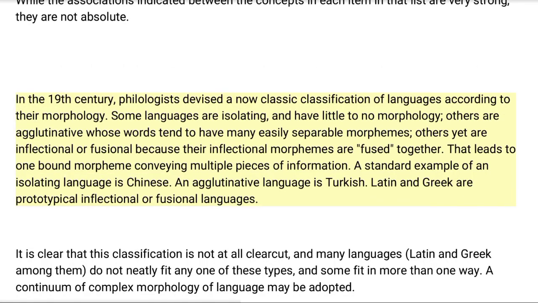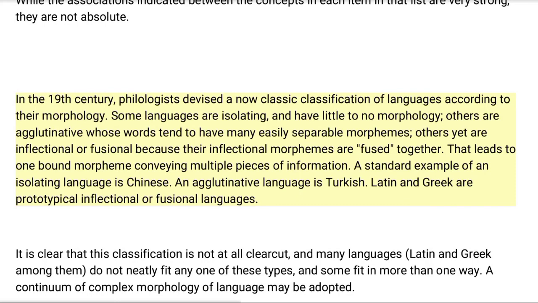In the 19th century, philologists devised a now classic classification of languages according to their morphology. Some languages are isolating, and have little to no morphology; others are agglutinative, whose words tend to have many easily separable morphemes; others yet are inflectional or fusional because their inflectional morphemes are fused together. That leads to one bound morpheme conveying multiple pieces of information.